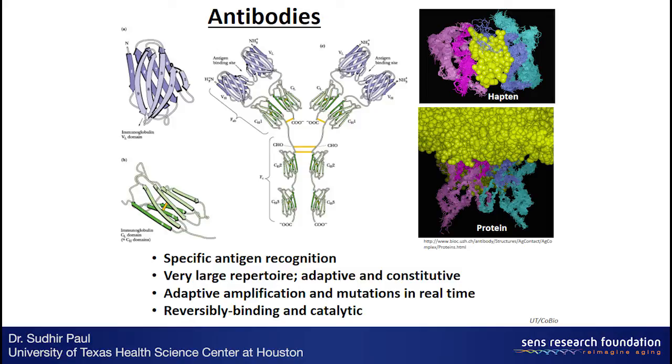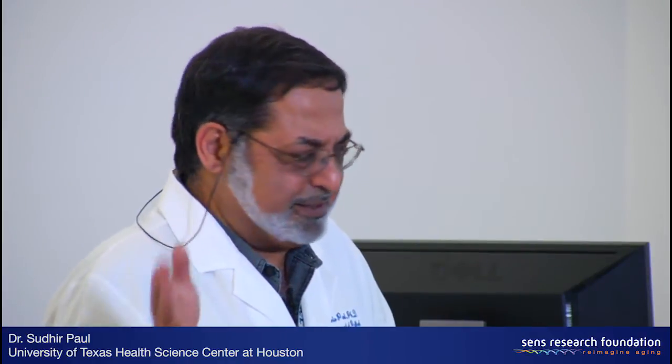A few other comments about antibodies. They are really unique in the sense that there is a very large repertoire of antibodies that all of us make. We can make up to 10 to the power 13 different antibody molecules with different specificity. Now, again, the immune system and antibodies are unique in that they mutate in real time. This happens as an adaptive phenomenon.